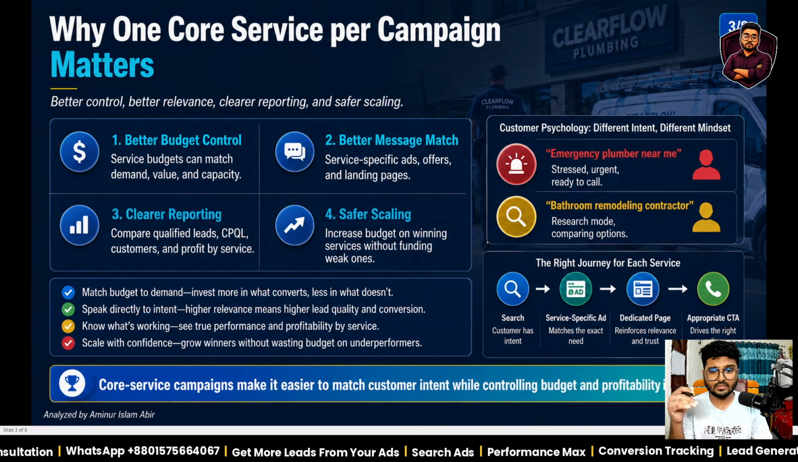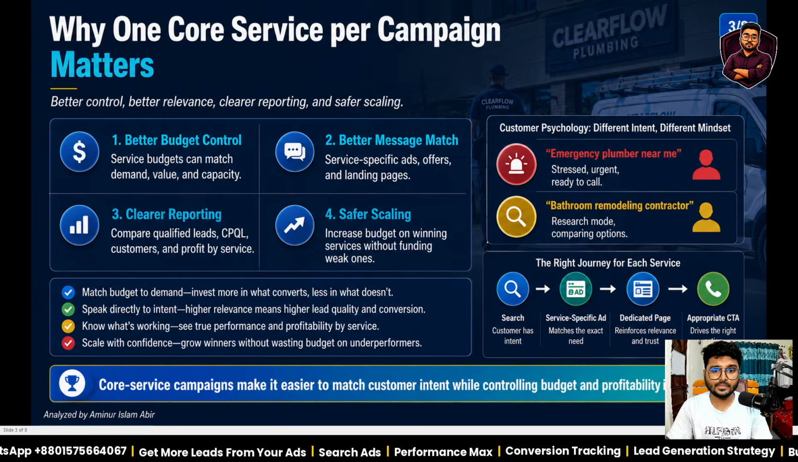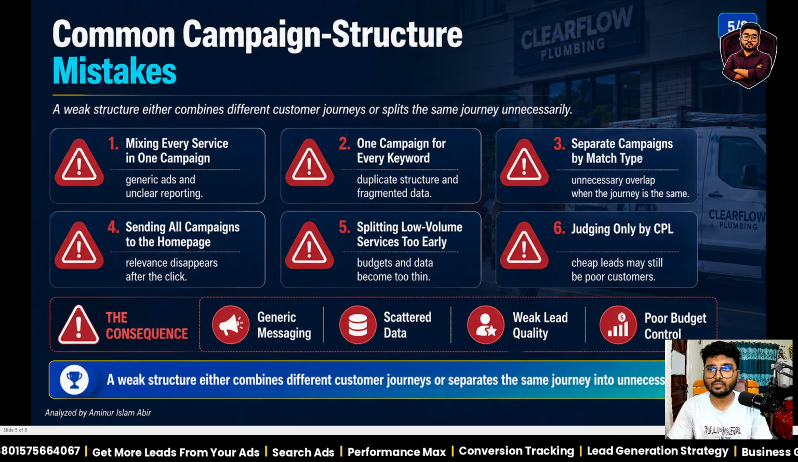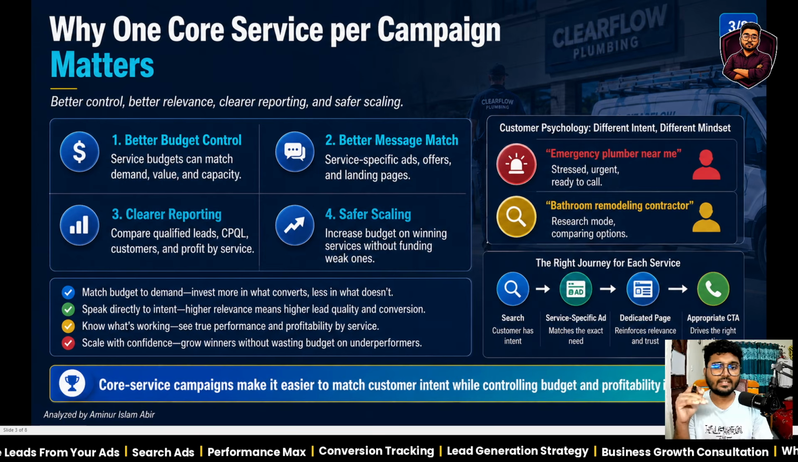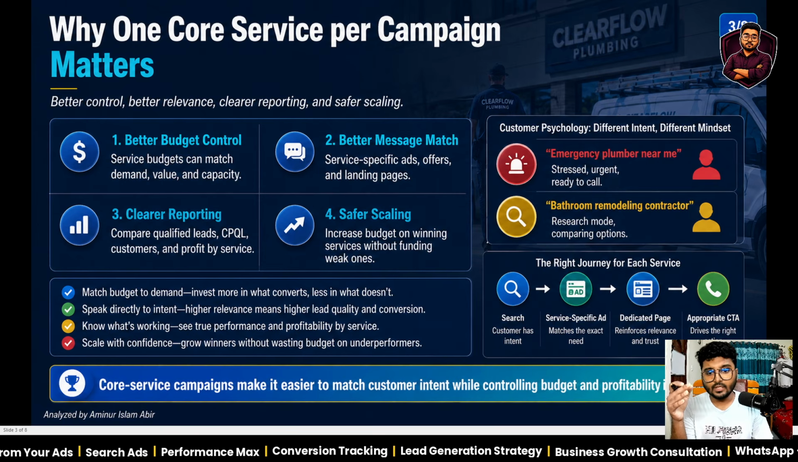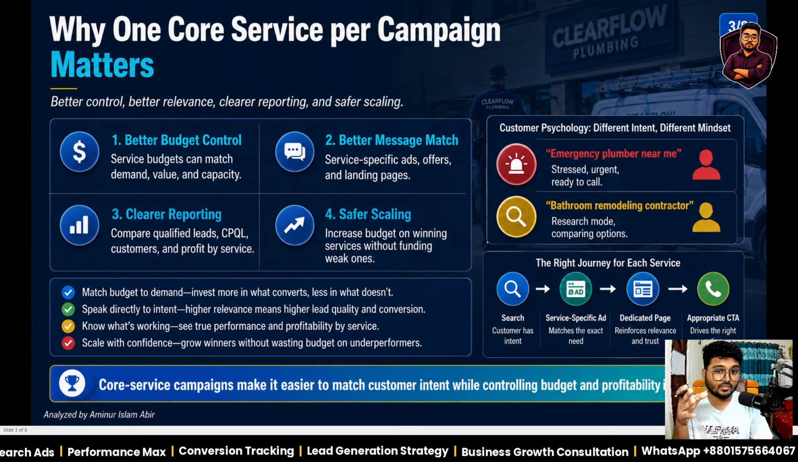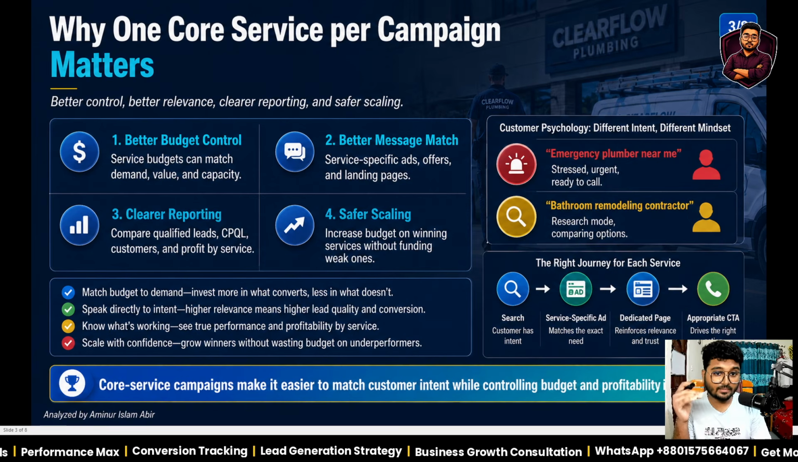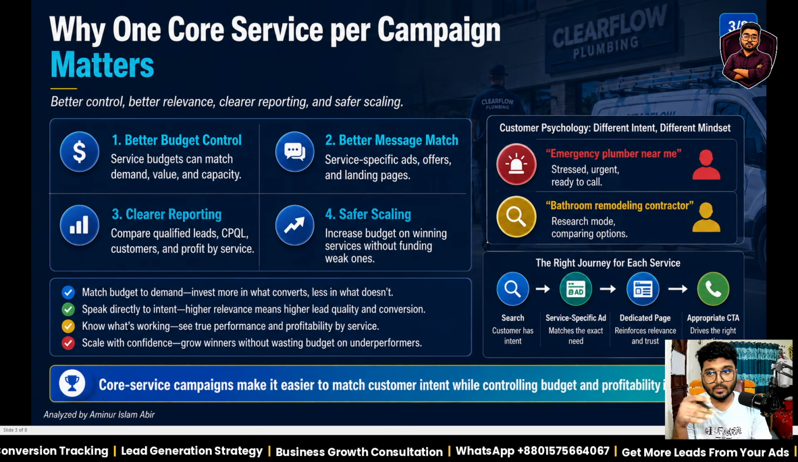The ideal journey is search to service specific advertisement to dedicated landing page to appropriate CTA to qualified customer. Separating core services makes it easier to match customer intent while controlling budget and profitability independently. A local plumbing account provides a clear example.